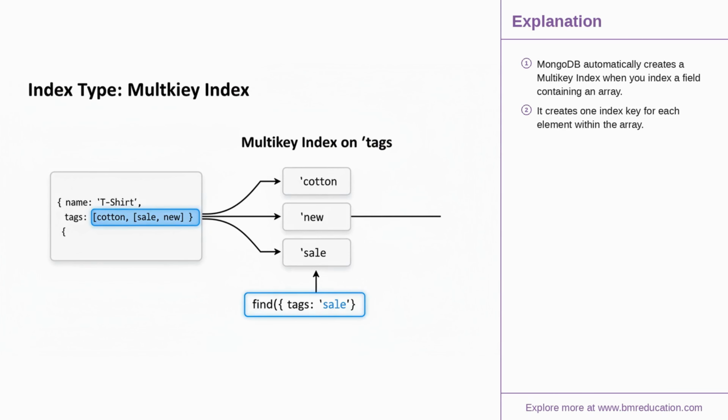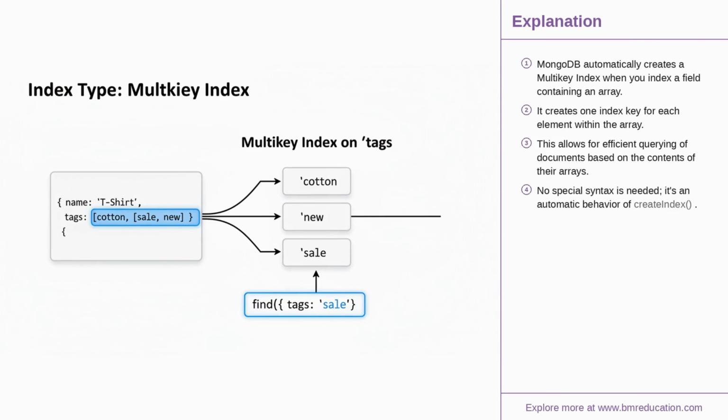Our data often contains arrays, like tags on a blog post or available sizes for a product. How do we index these? MongoDB handles this seamlessly with multi-key indexes. When you create an index on a field that holds an array, MongoDB automatically creates a separate index entry for each element in that array, with each entry pointing back to the same source document.